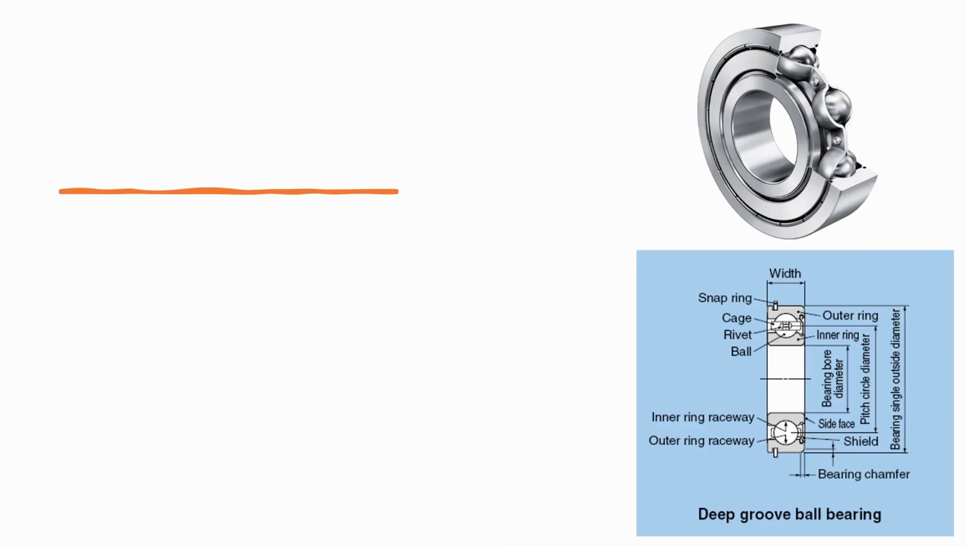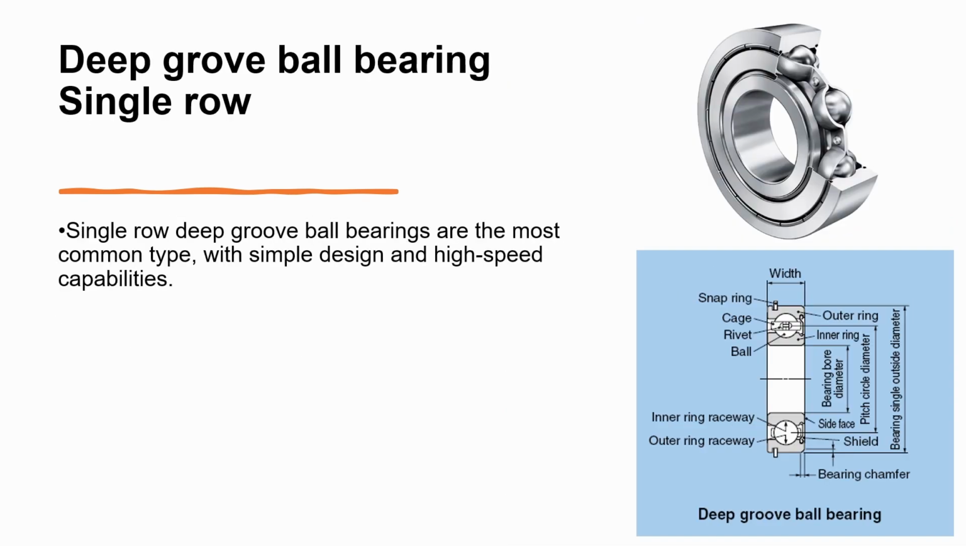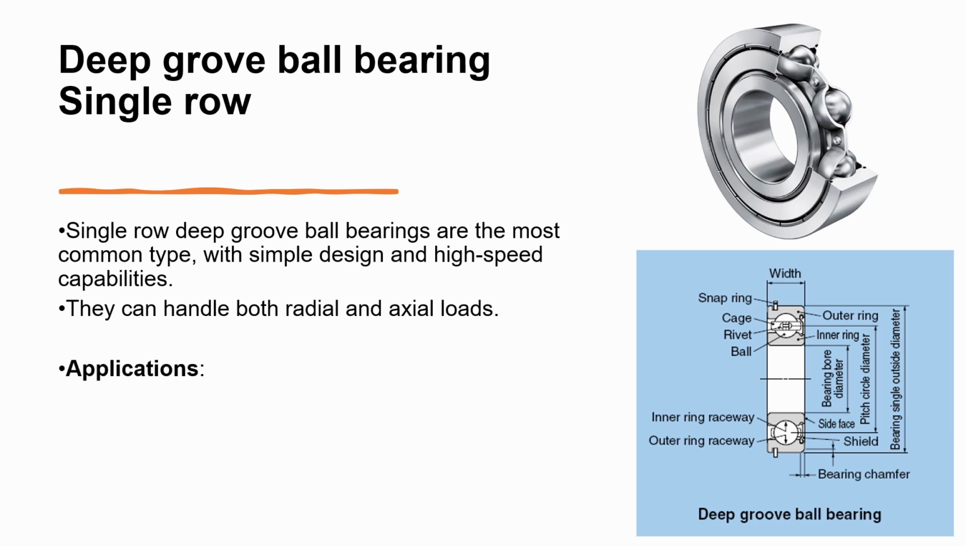Single-row deep groove ball bearings are the most common type, with simple design and high-speed capabilities. They can handle both radial and axial loads. Applications: electric motors, household appliances, gearboxes.